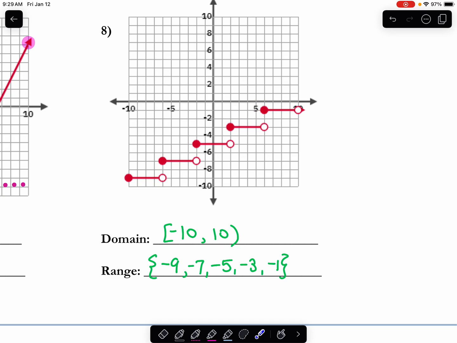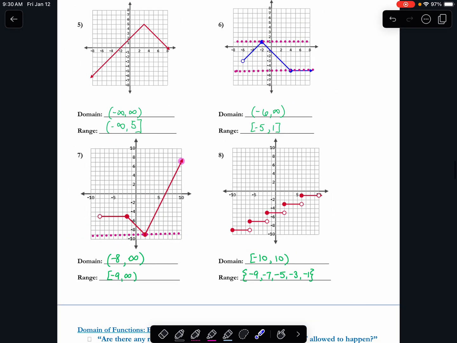Now that's different from the range. The range is which y values are being graphed. I see that all of these points, this whole segment, all have the same y value of -9. When we jump up, we skip over all of these y values, so we can't include them. And the next points that we see are up here, and they have y values of -7. And then we jump up, these have y values of -5, -3, and -1. So we list those individually as a set like we did in the very beginning, okay? So this is how we find domain and range given a graph.